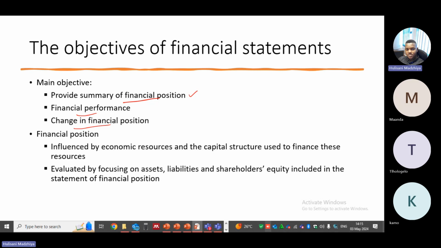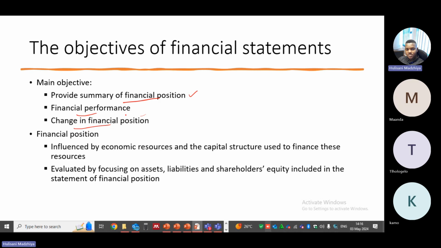All of those form part of the statement of financial position, or it gives us a summary to say that this company currently has 40 million debt and 60 million equity. So in total, the company assets are worth 100 million. So 60% of these assets are financed by money raised through equity, and 40% is financed by money raised through debt. So that's the financial position of the company. It has less debt within its financial structure.